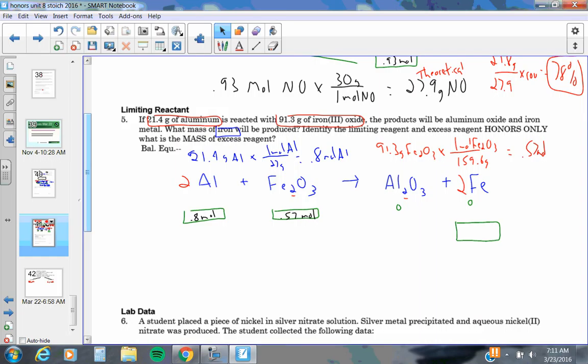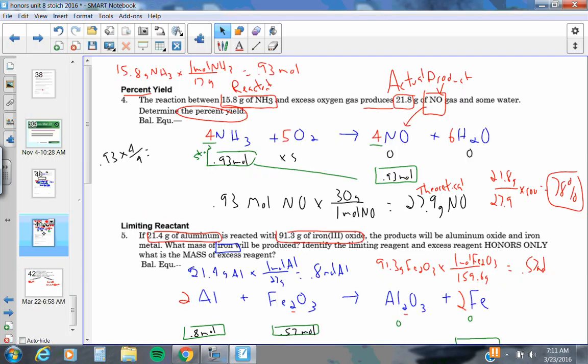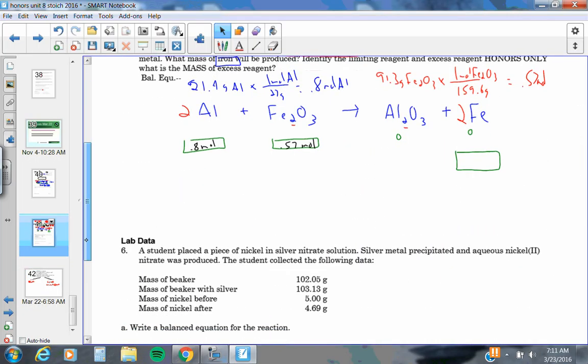The next step is, in a limiting reactant problem, we have to do 2 mole ratio calculations to find how much iron. 2 given numbers. Find how many moles each can make. So I'm going back and checking my same mole ratios. How about aluminum? 2 moles of aluminum results in 2 moles of iron. That's a 1-to-1 or 2-to-2 ratio. So 0.8 moles of aluminum can make, theoretically, 0.8 moles.